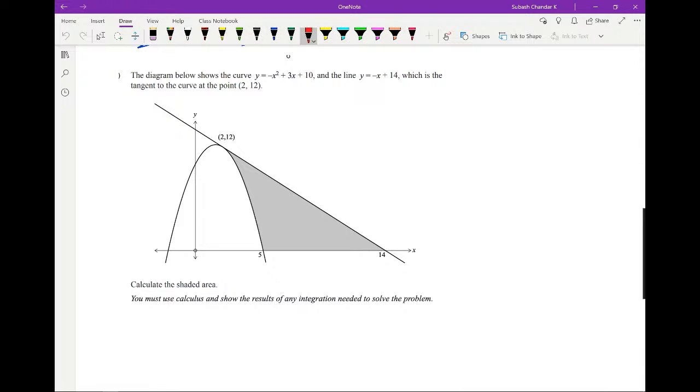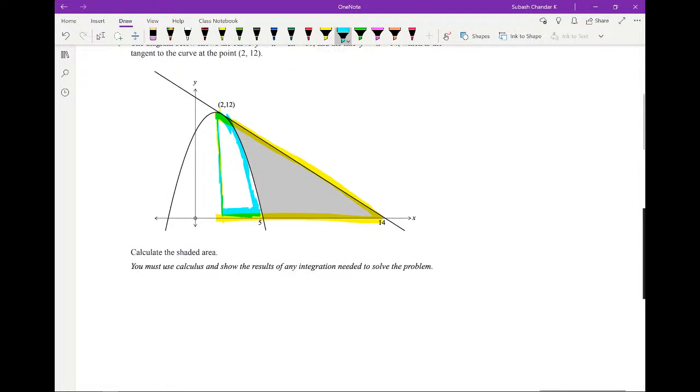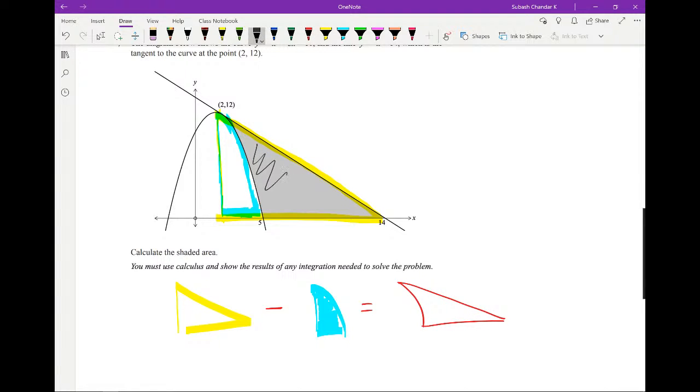Because you want to find the shaded region, right? So you could actually do the yellow triangle minus the area of the blue parabola part there. So what we've got is the yellow triangle minus the blue parabola part equals the gray, I'm just going to shade it black right now, the black part.